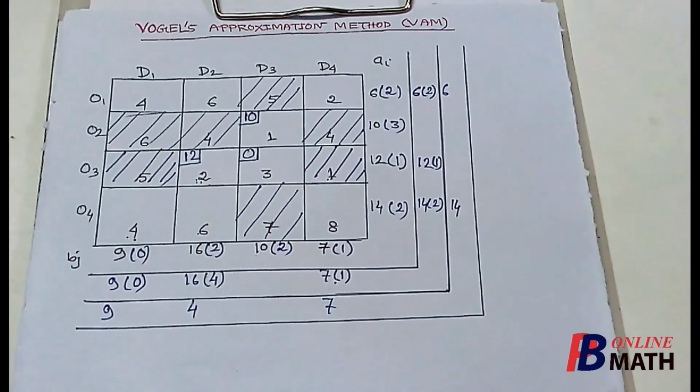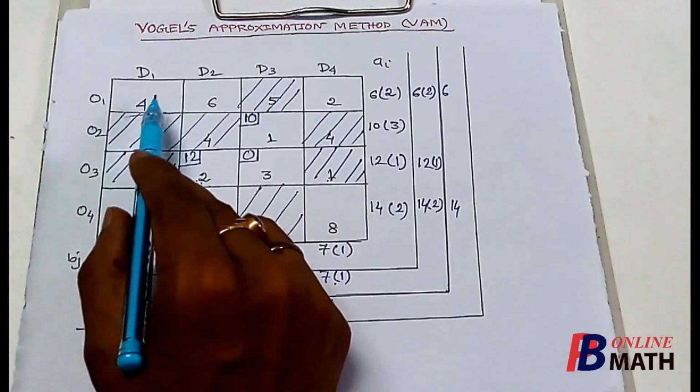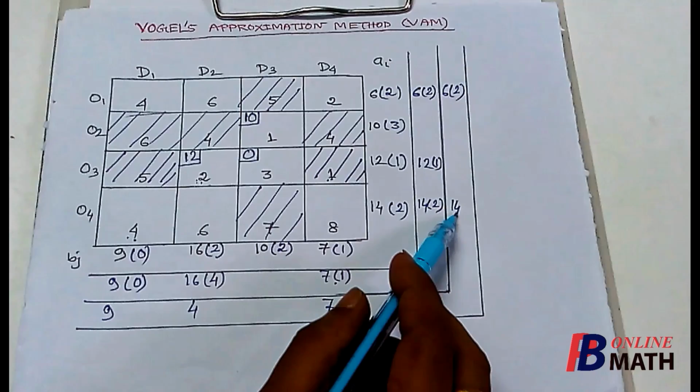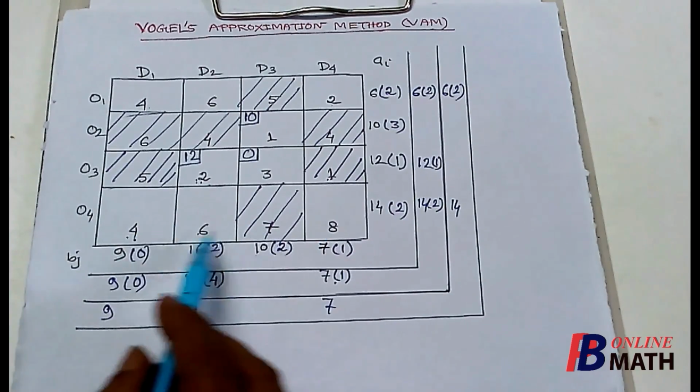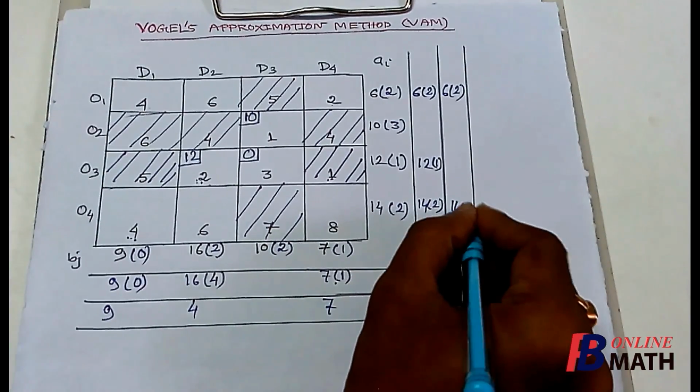So we shall again find the minimum cost and the next minimum cost from each row and each column, and we shall write the difference within the bracket. So from the first row we find that minimum cost is 2, next minimum is 4, so difference is 2, we write here. From this row, fourth row, minimum is 4, next minimum 6, difference is 2.